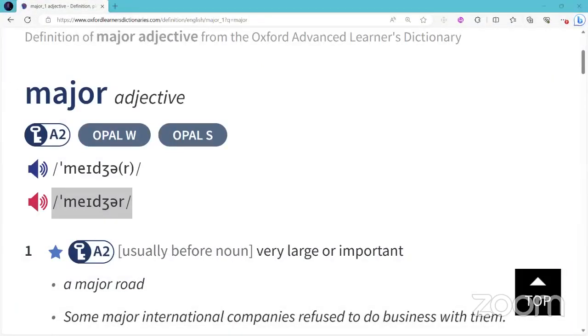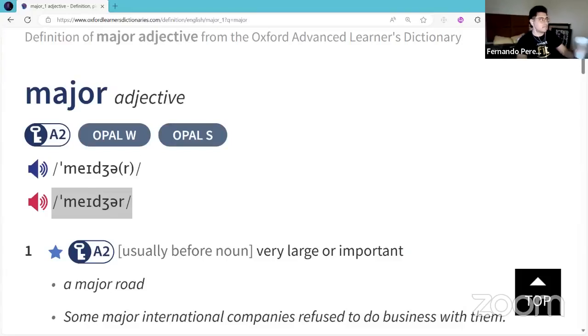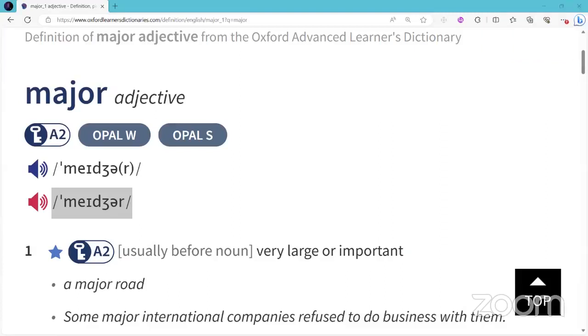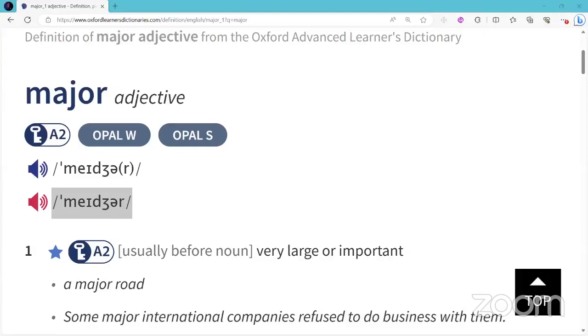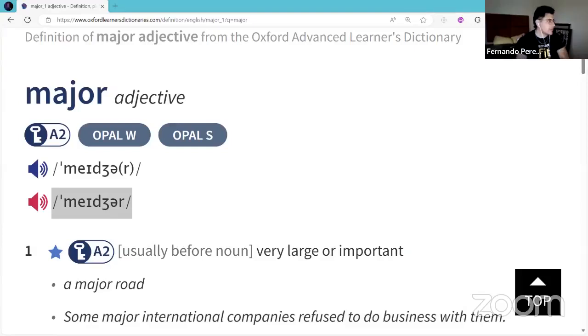Major is an adjective. Very large or important. A major road. Some major international companies refused to do business with them. So what is major? What is the synonym of major in this case? Relevant, important, right?